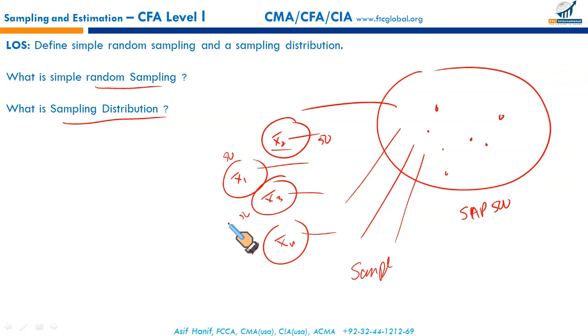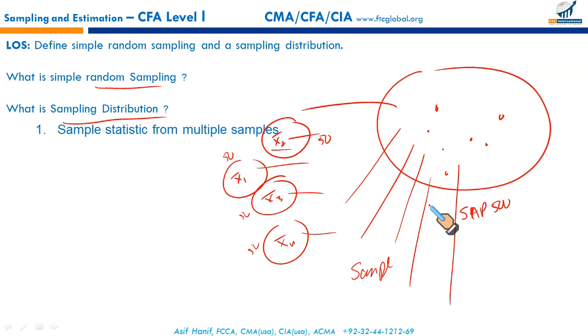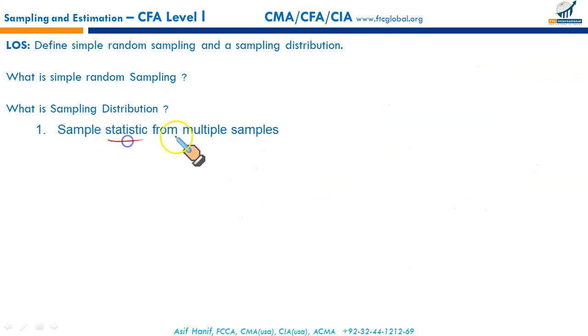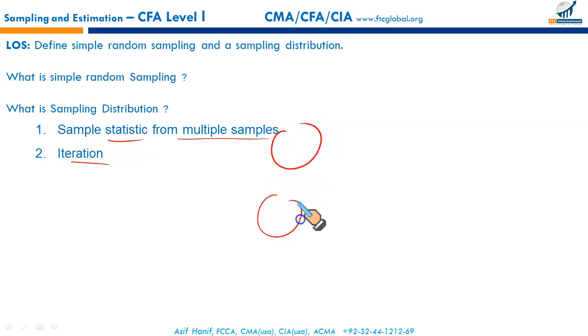So we may take maybe 10 such samples of 50 each, or maybe you can go up to 20 or 30, as many as you want. So we'll do it repeatedly. That's why it's called an iterative process. By repeating the process several times, we will end up with several different estimates of sample mean, and then arranging these sample means into a suitable representation is what you call the sampling distribution.